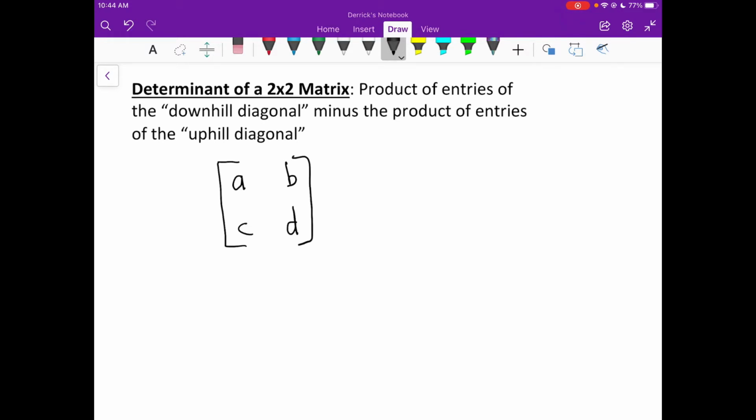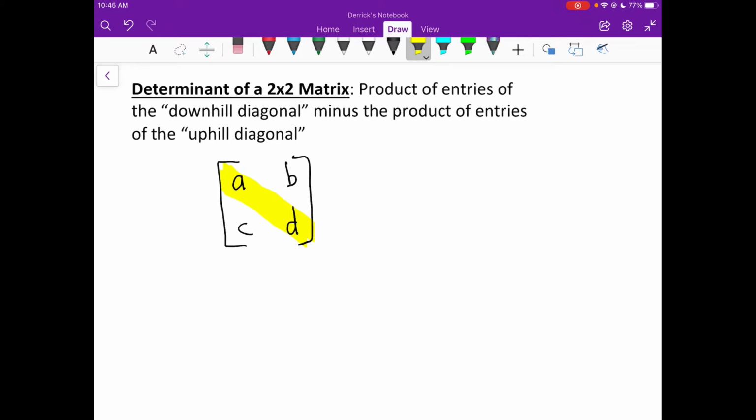You are simply taking the product of the downhill diagonal entries minus the product of the uphill diagonal entries. What I mean by that is, as you can see on the screen here, I've got a generic 2 by 2 matrix where we've got A, B, C, D. Reading from left to right, the downhill diagonal would be A, D, because going from left to right in the negative direction is downhill.